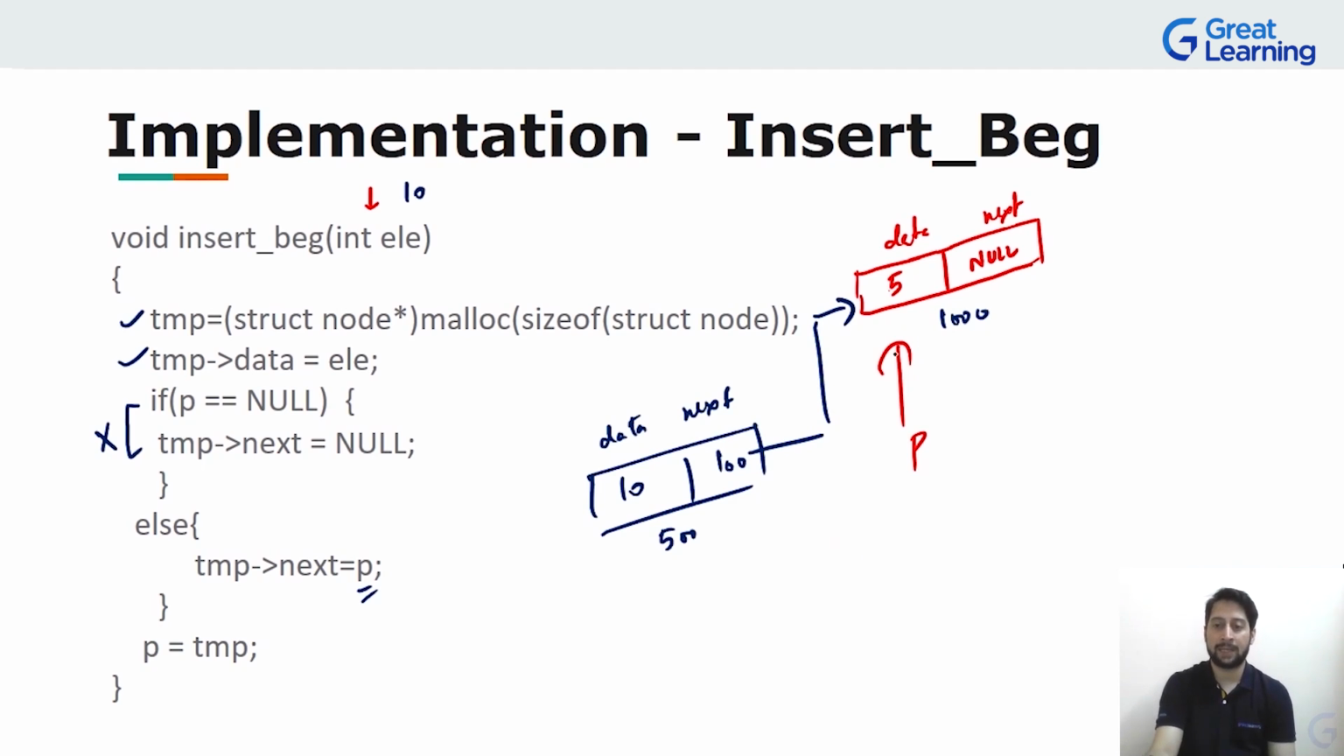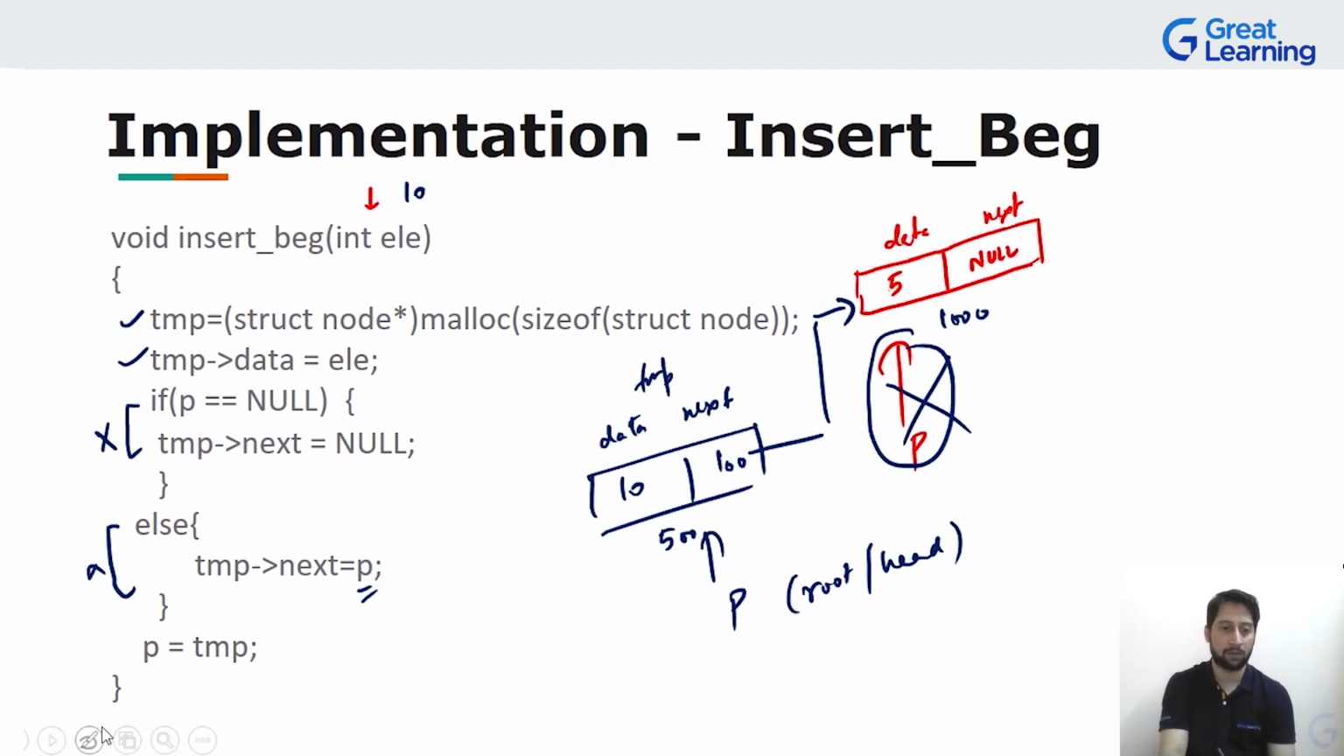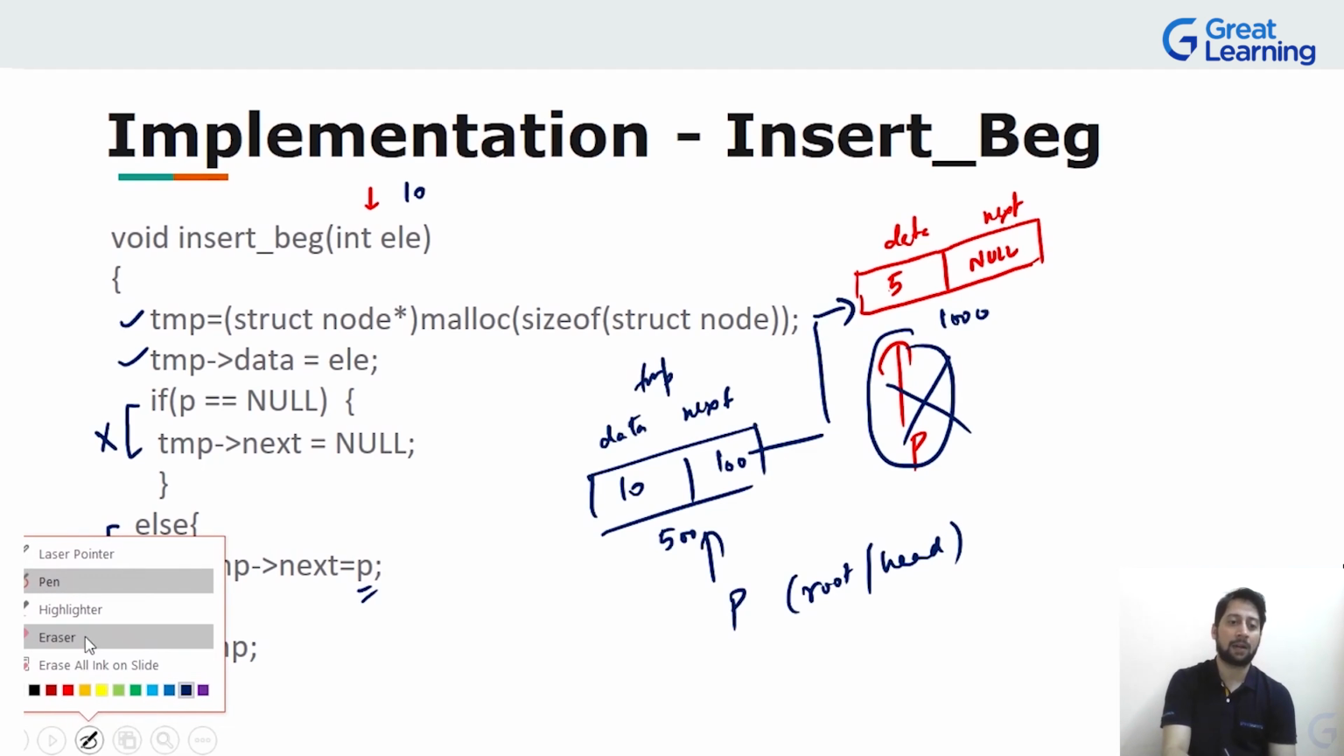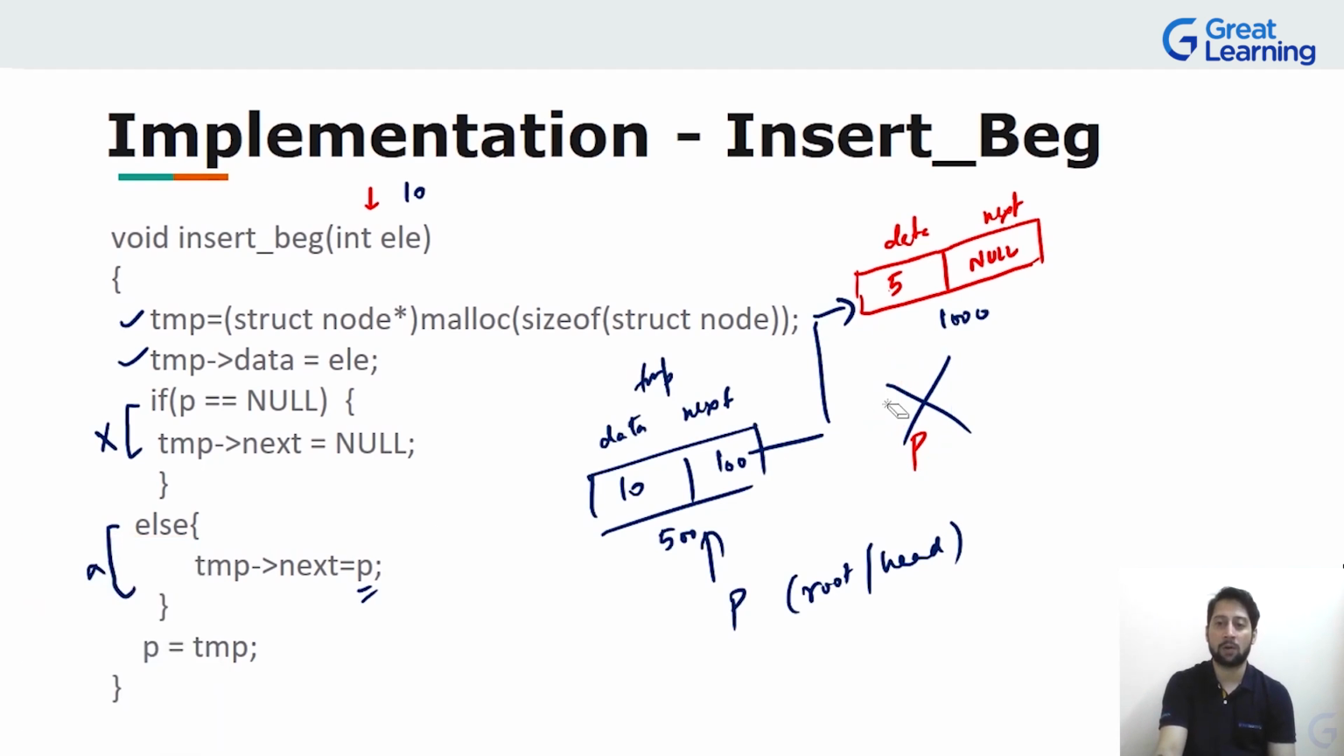Now the next thing is we need to update this P. In the last step, after this else part is executed, P is pointing to this new temp. This is the temp, which has just been created. So this will be your P, that is your root or your head. Now we keep track of this head, and it is not pointing to the old node anymore. So with this, we are always inserting our element at the beginning.